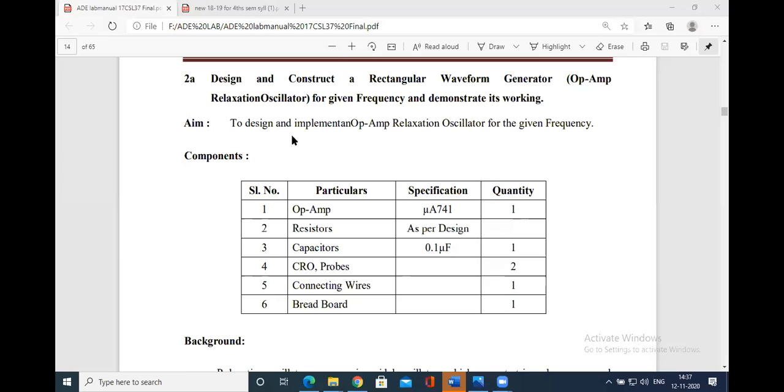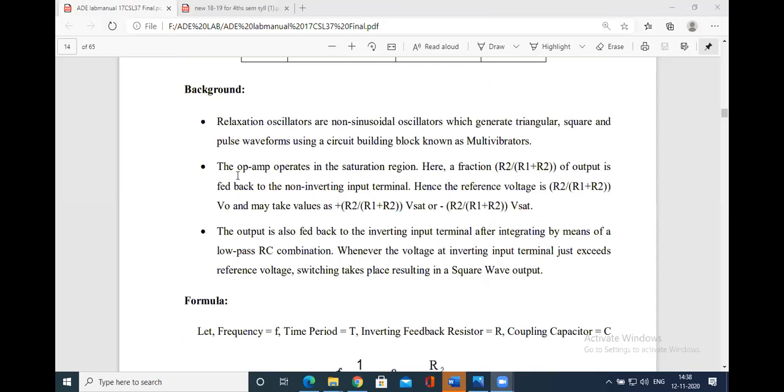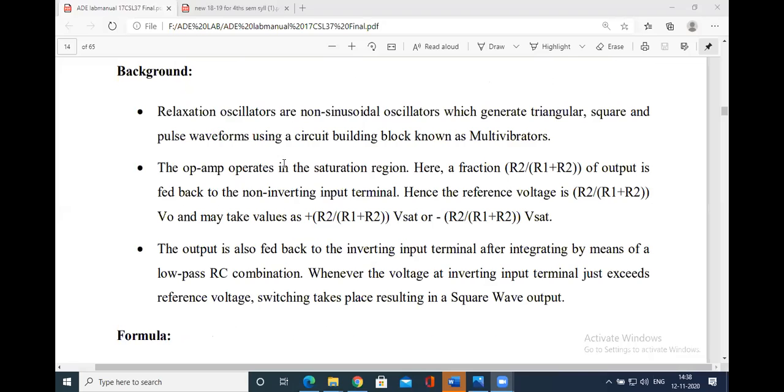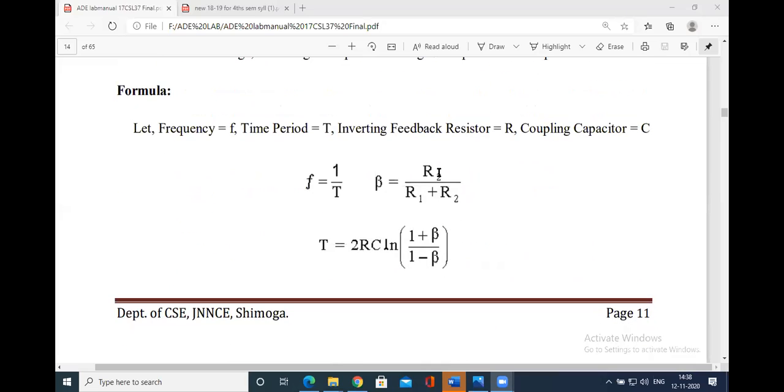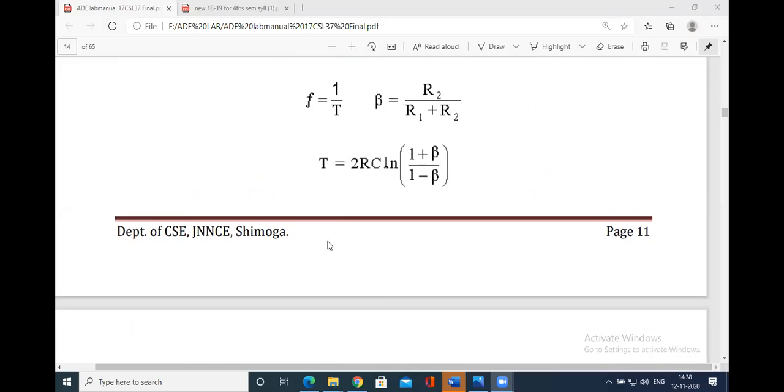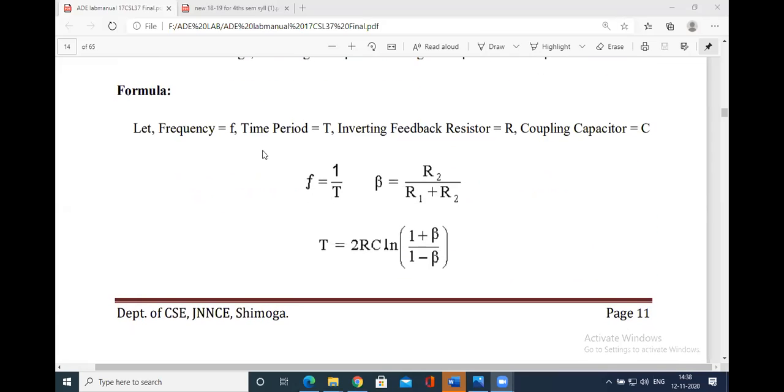So let me continue. Here is the background. You have seen this background in the video. What is a relaxation oscillator? What is non-sinusoidal? And what all the values it uses? What all the different types of resistors the circuit consists of? It consists of resistors R1, R2, and a feedback resistor R. And this is the standard formula to calculate the value of T, the time period. F is called the frequency, right?